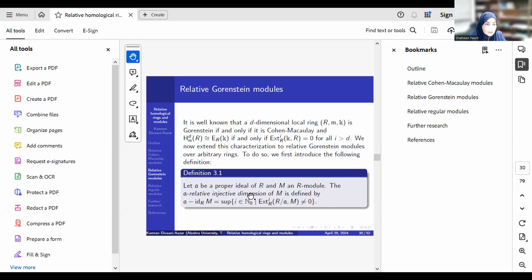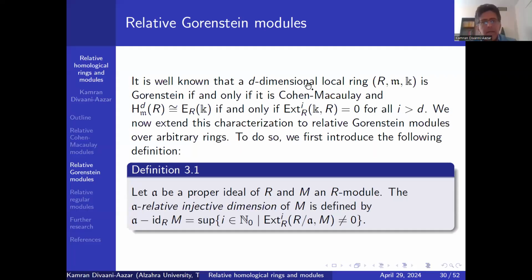Yes. So, let R be a d-dimensional local ring. It is known that R is Gorenstein if and only if it is Cohen-Macaulay and its top local cohomology is the injective envelope of its residue field, and if and only if these Ext modules are 0 for all i bigger than d. So here we have two characterizations of Gorenstein-ness.